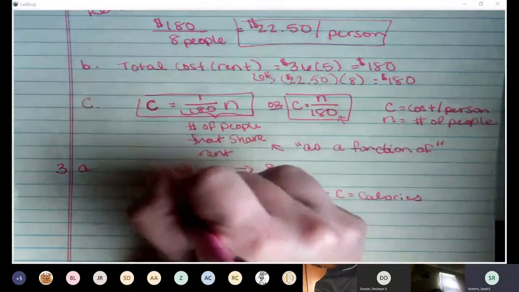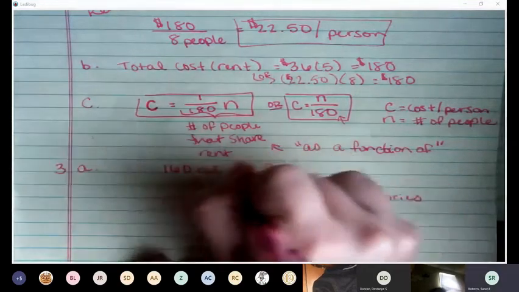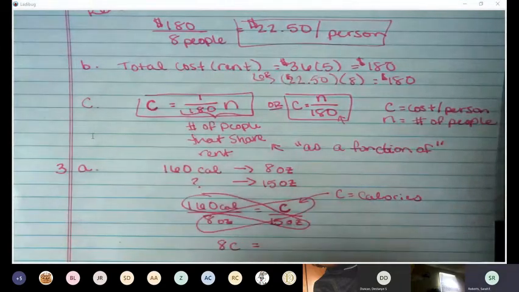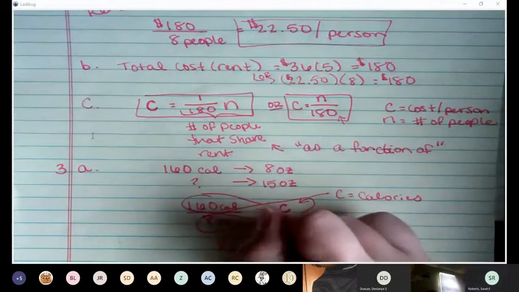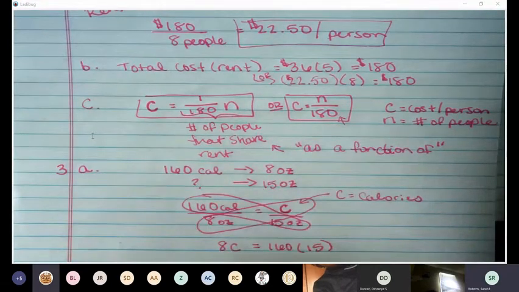So in order to solve this, we cross multiply. So I should have 8C is equal to 160 times 15. Does anybody know what 160 times 15 is?